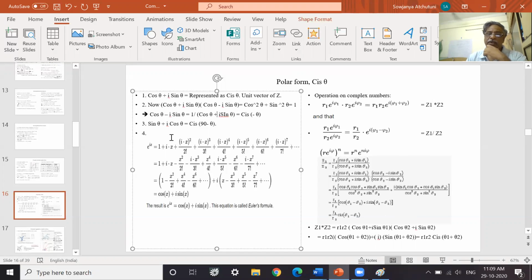So this is the basic definition: if we know the expansion of sin theta and the expansion of cos theta, we know the expansion of e to the power of i theta, they are matching. So e to the power of i theta is a unit vector. I am multiplying it with r.